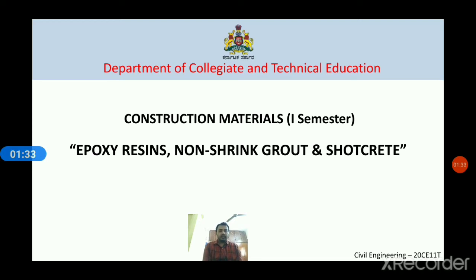In coming slides, we'll study what epoxy resins are and their applications, what non-shrink grout is, and what shotcrete is and their uses in detail.